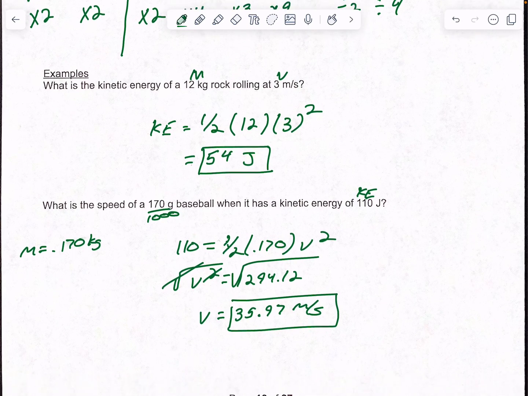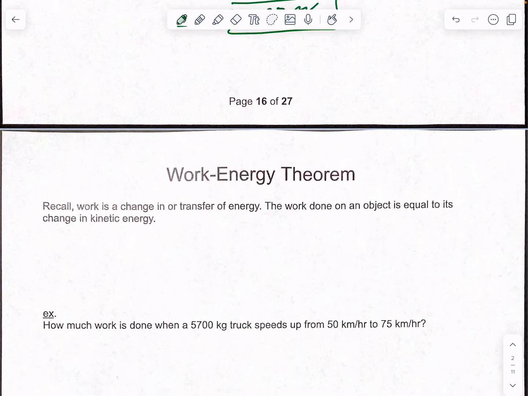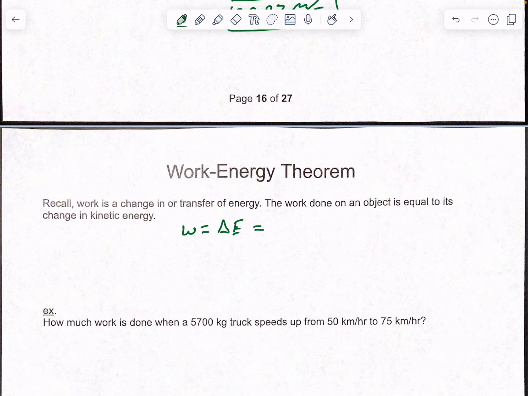There's your answer there. So moving on to the next page, we're going to talk about the work energy theorem. We just talked about work and energy having the same units, because work needs energy. So work is equal to change in energy. And since we're talking about kinetic energy, kinetic just means movement. So you can say work is equal to change in kinetic energy.